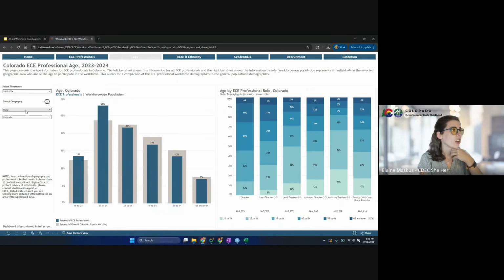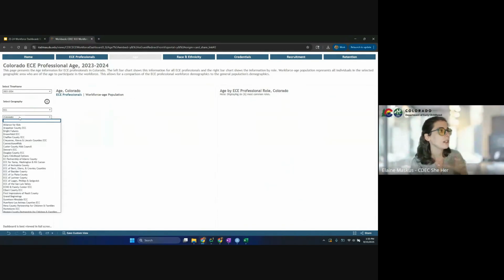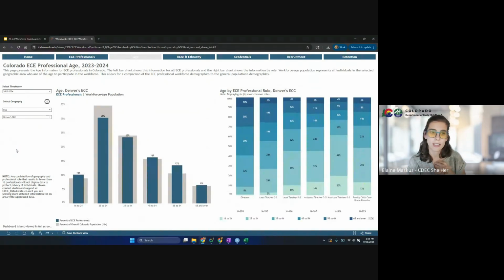So this first geographic filter is where you select what breakdown you want. Do you want to see data for the full state, by county, by ECC, or by LCO? And then this will populate based on what you selected up here. And you can select whatever council or region you want to see the data for, and it will update.